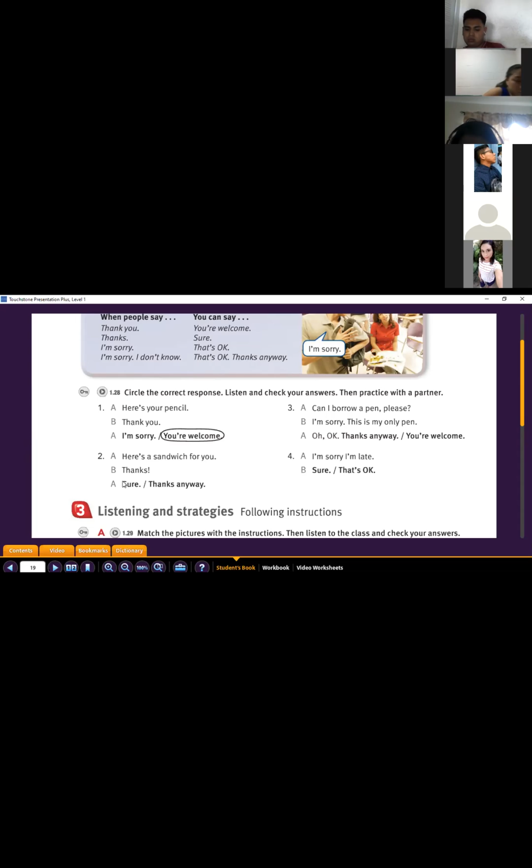Entonces, here's a sandwich for you. Here's a sandwich for you. Se pronuncia la S que está ahí en here's. Here's a sandwich for you.